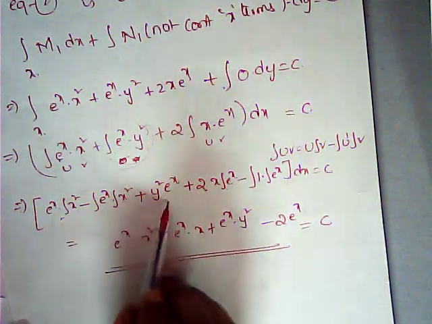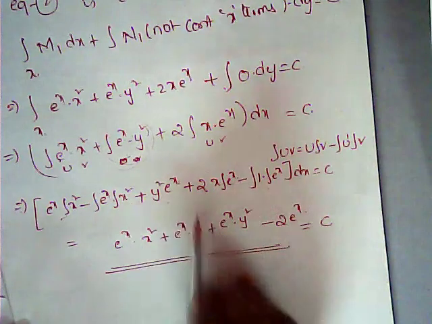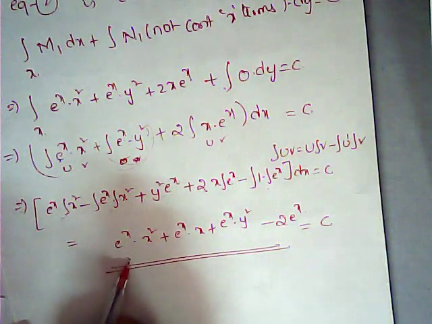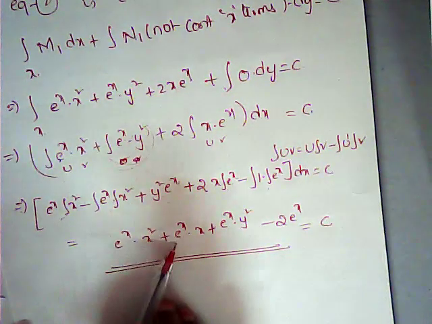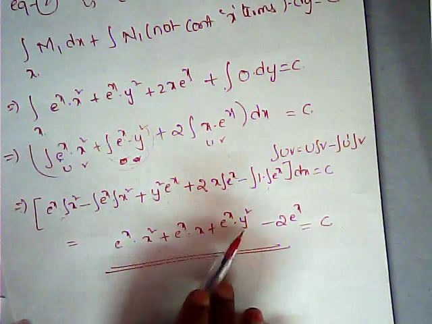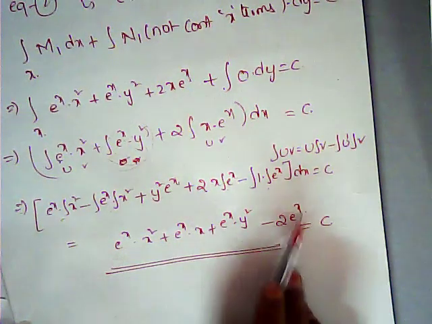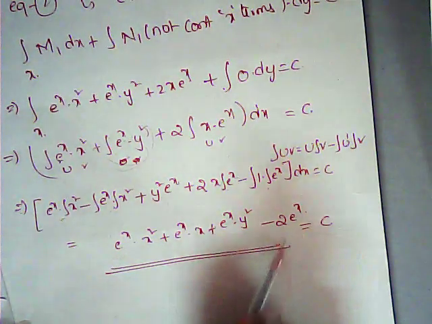So here, apply the integration part once. If you apply it, you should get the answer as e power x into x squared plus e power x into x plus e power x into y squared minus 2 e power x. This is a general solution here.